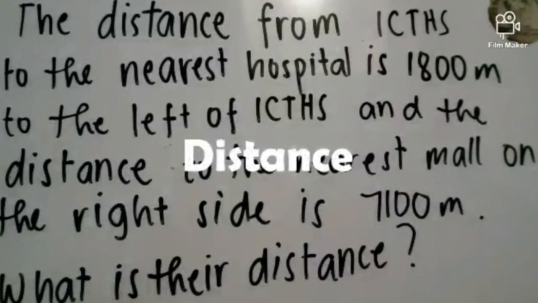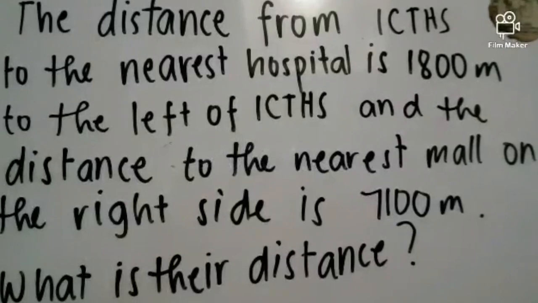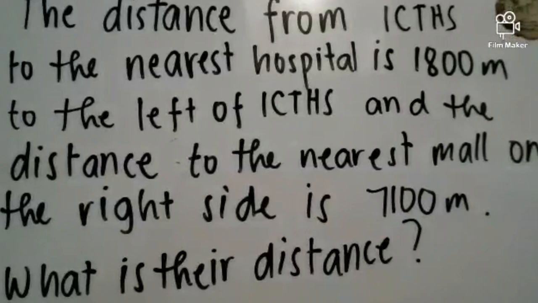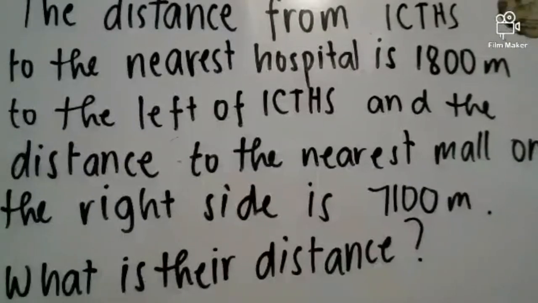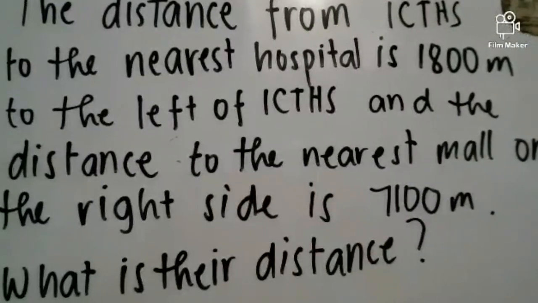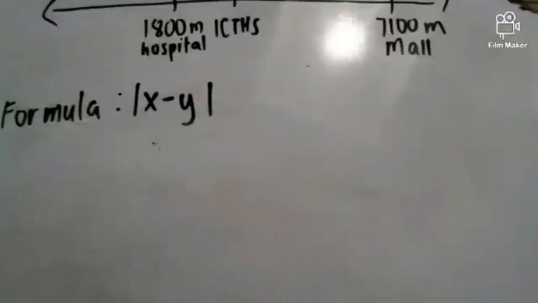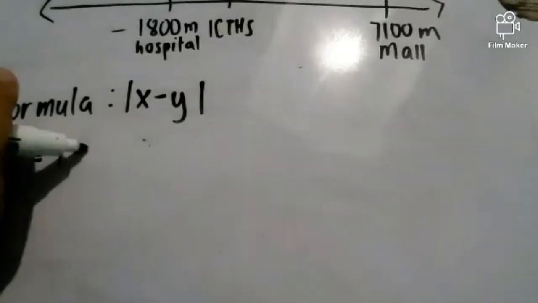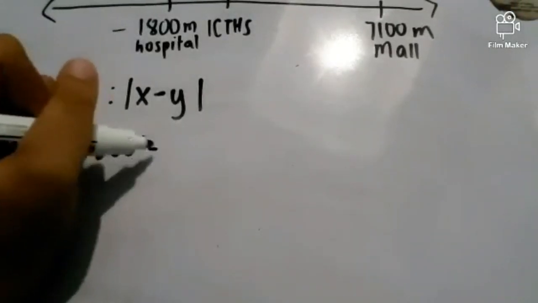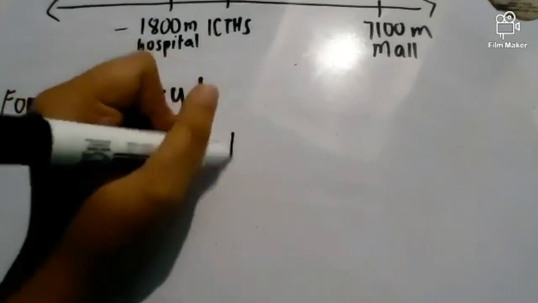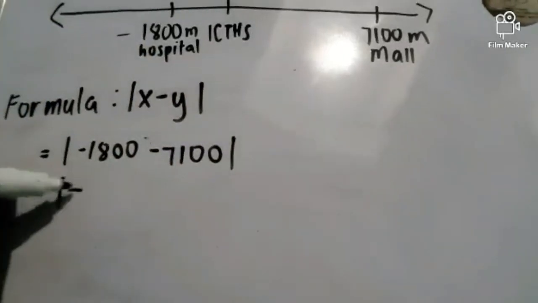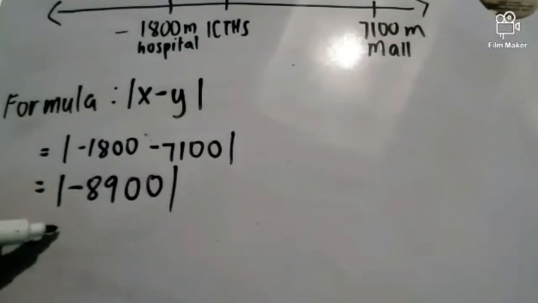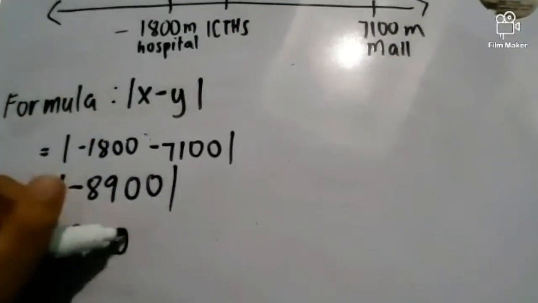The distance from ICTHS to the nearest hospital is 1,800 meters to the left of ICTHS, and the distance to the nearest mall on the right side is 7,100 meters. What is their distance? Since it's on the left side, it should be negative. The formula is the absolute value of x minus y, which is the absolute value of negative 1,800 minus 7,100 equals negative 8,900, which is equivalent to 8,900 meters.